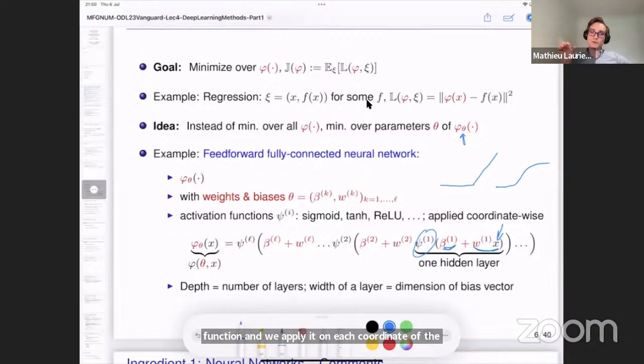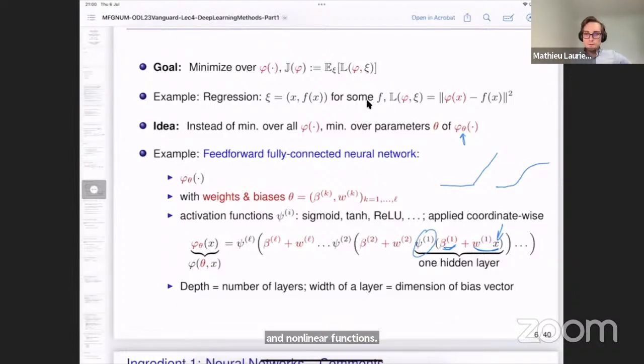Now we take this vector, and we do the same thing. We multiply by a matrix, we add a vector, and so on. We apply an activation function. So each of these operations is what we call a layer. It's basically just a composition of functions, linear and nonlinear functions.